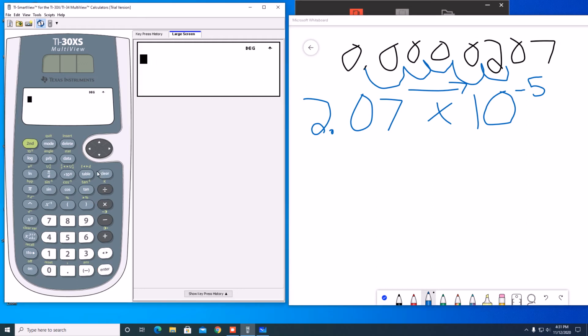So when we put this in our calculator, we should get this number right here. So 2.07 times 10, caret button, negative 5, enter. Yep, and that is what we got. So not only can we use exponents and square roots and something like that, we use them for scientific notation.